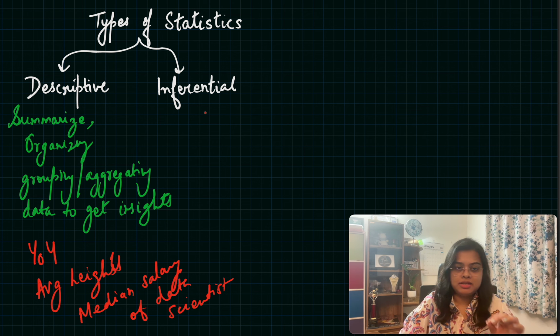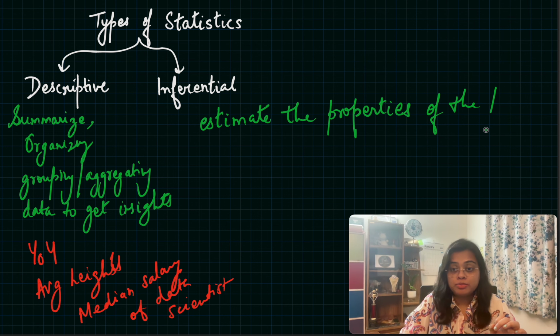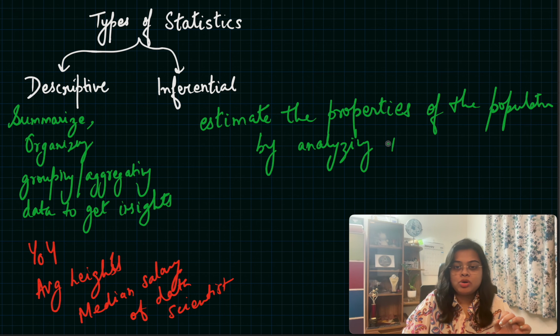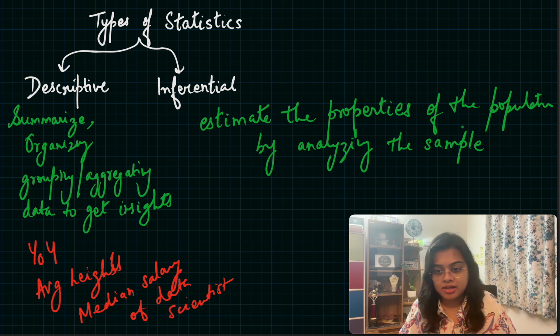Inferential statistics is when you want to estimate the properties of the population by analyzing the sample. Inferential statistics is the type of statistics where you are estimating the properties of the population by analyzing the sample. Now, why would you need this? It is because sometimes the entire population data is not available to you. What is the population? The entire data which is under study is the population data.